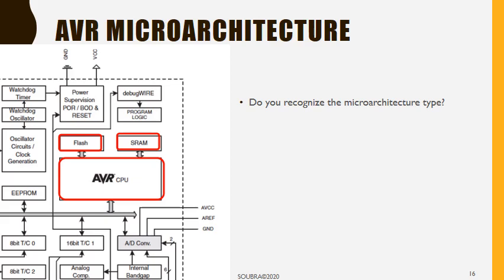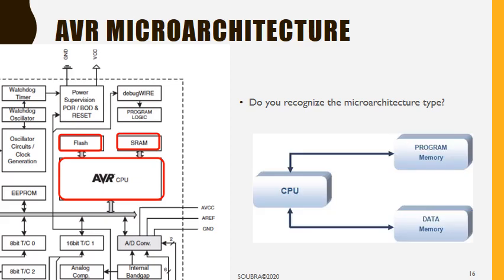Harvard. Awesome. What is the other one that we've seen last year? And what's the difference between the two? In von Neumann we have one physical memory for both data and instructions, and in Harvard we have separate ones for data and instructions. And here it's definitely a Harvard memory.